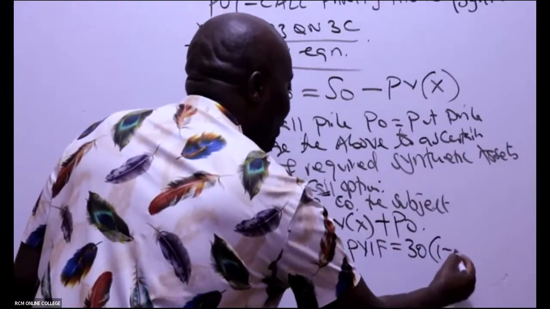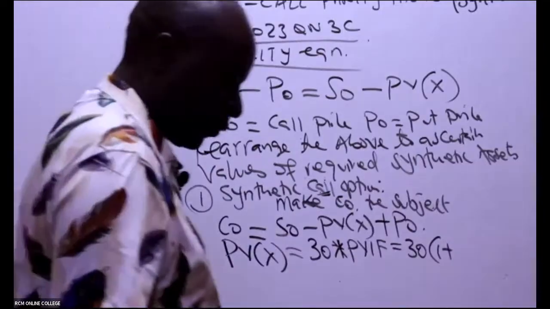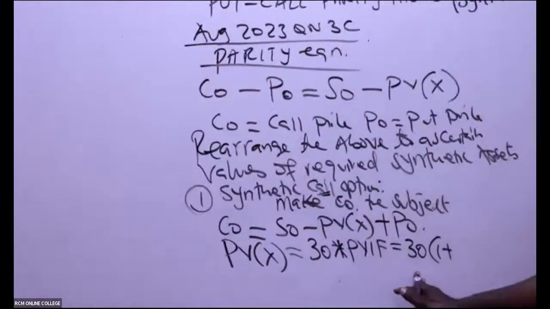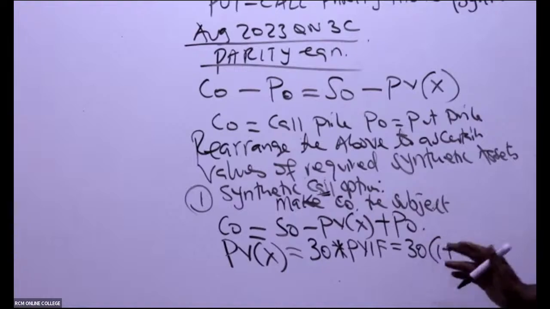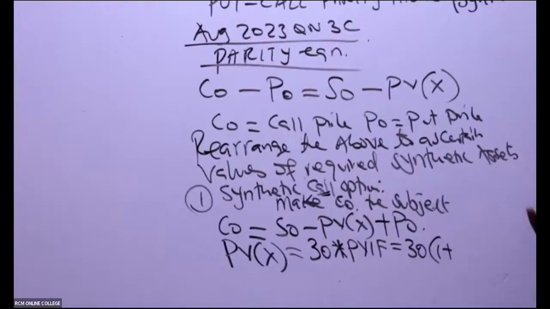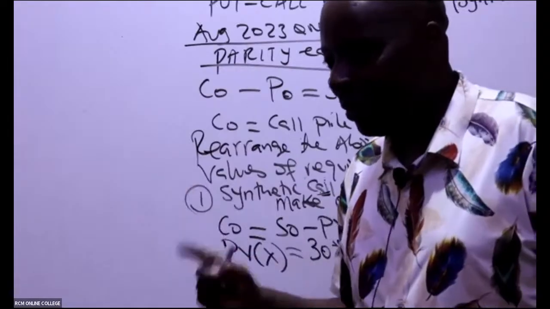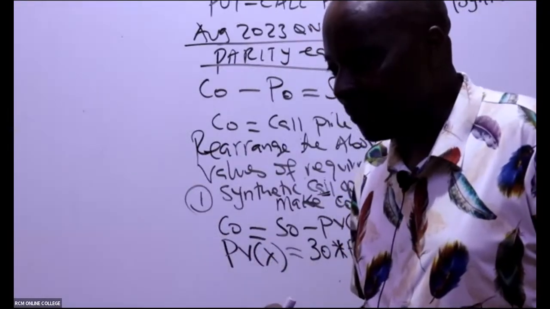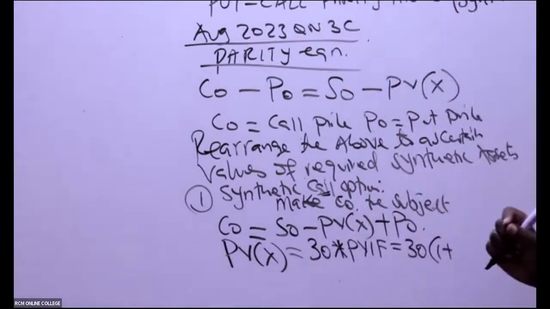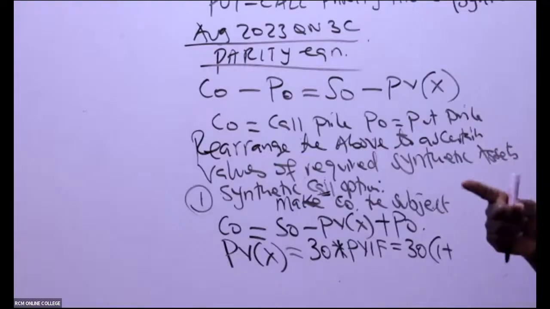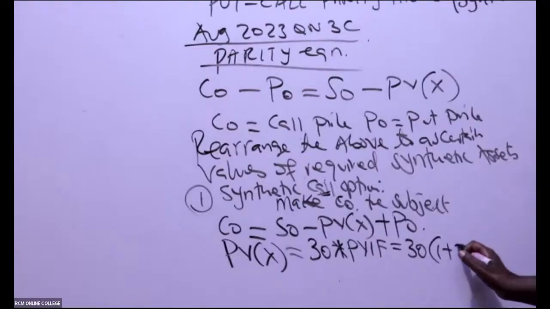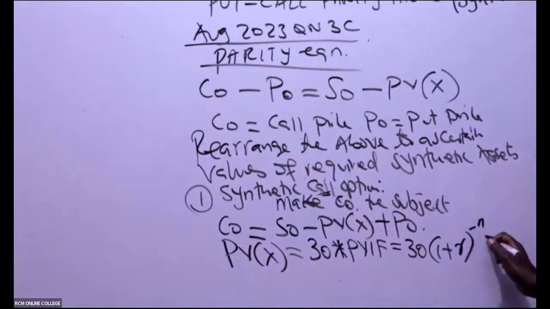Is there anybody who is able to remember the formula for getting the discount factor? Because it's a lump sum, it cannot be the annuity factor. So it will be 30 into, is there somebody who is able to remember the formula? Let me see. As the pressure increases, people forget very basic things. You can see now nobody's talking. Yeah. So in this case, 1 plus R raised to negative n.